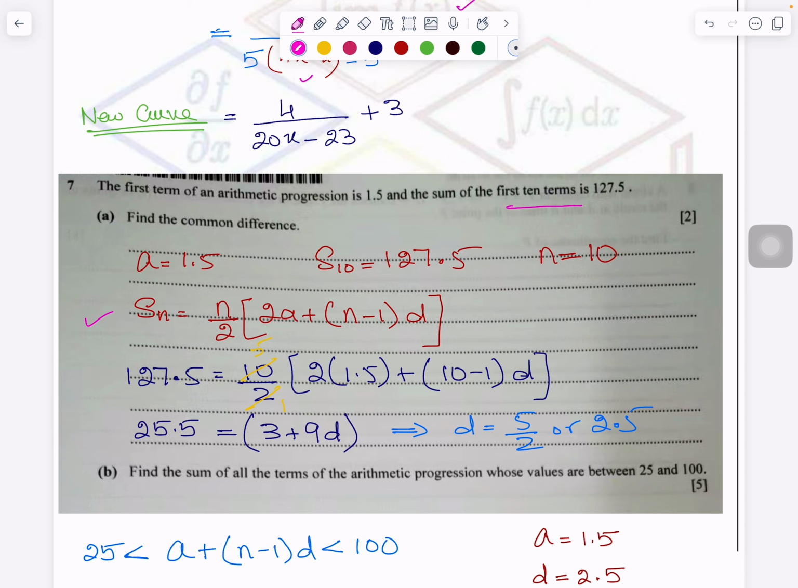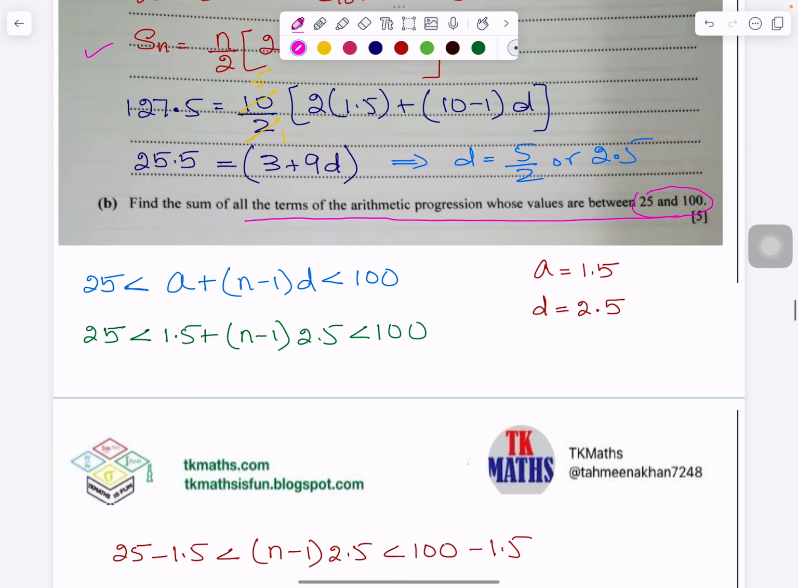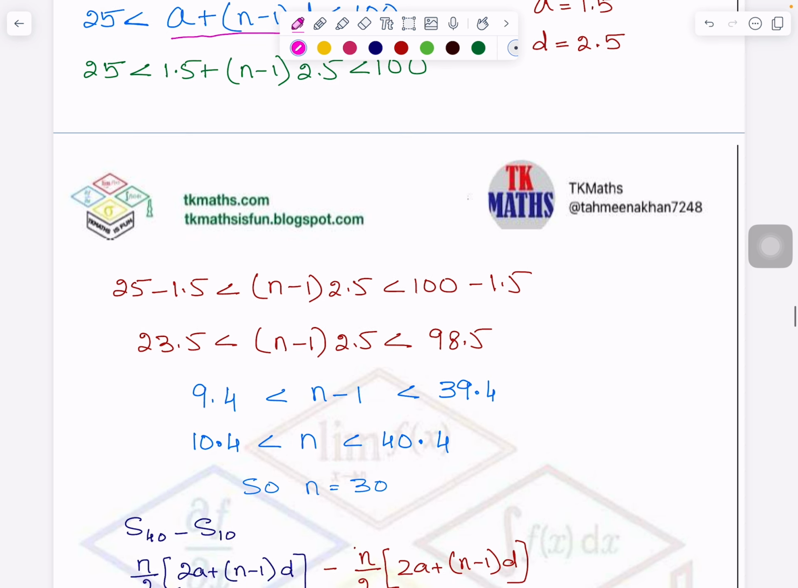Now this question was tricky. You need to be careful about it. You have to find the sum of all the terms in the arithmetic progression which have values between 25 and 100. So you need to know how many terms there are first of all, right? We know that this formula is to find out the specific term. So I am finding out the values of n between 25 and 100, and that's why I have made this inequality, right? So now when I solve it, I get here that n is equal to 30.